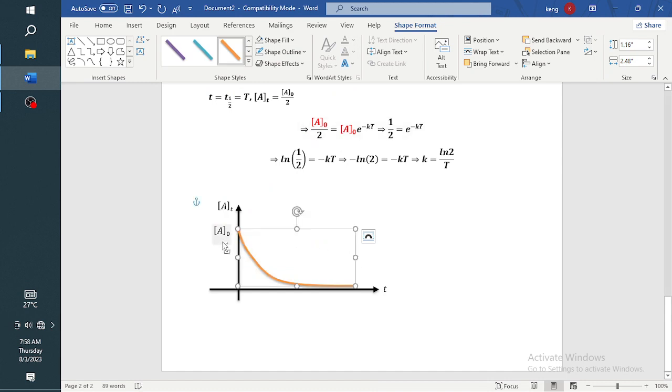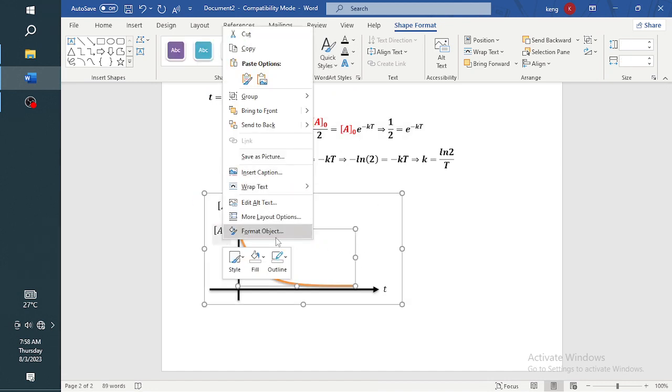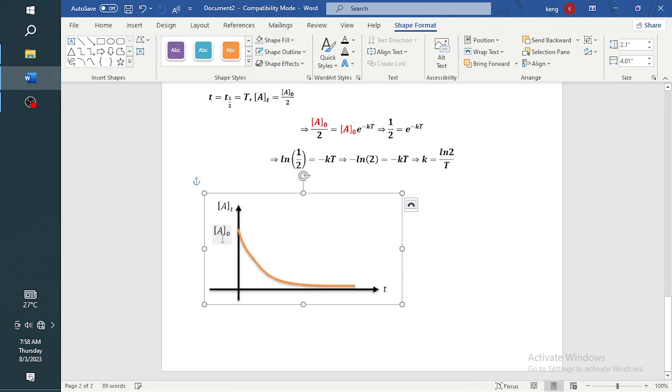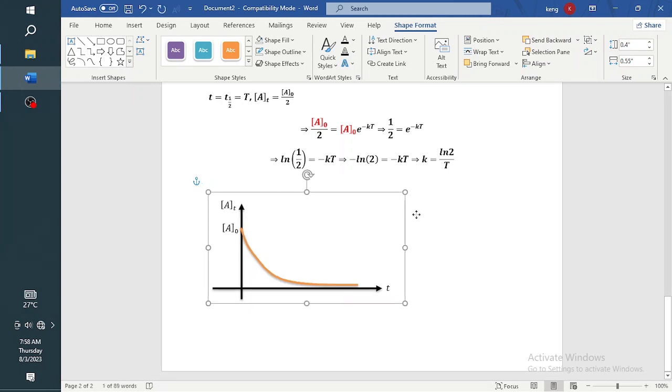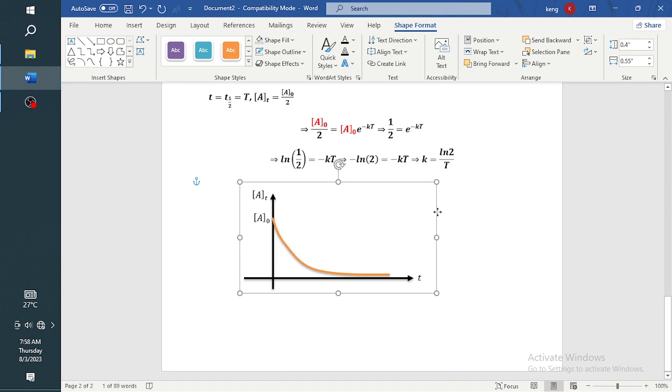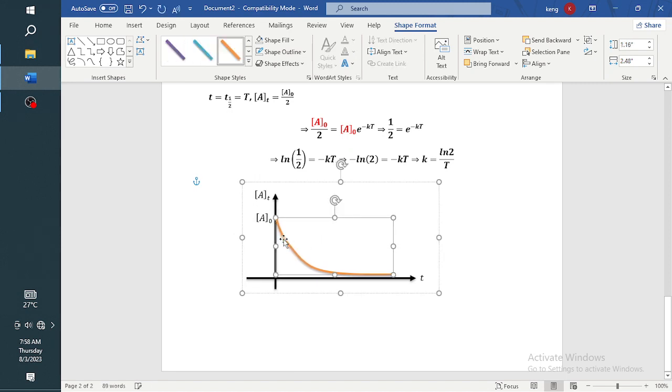So here it is, where your initial concentration is actually your maximum concentration, and we already know how we can get your half-life. So that is it. There's a graph of concentration against time for a first order reaction.